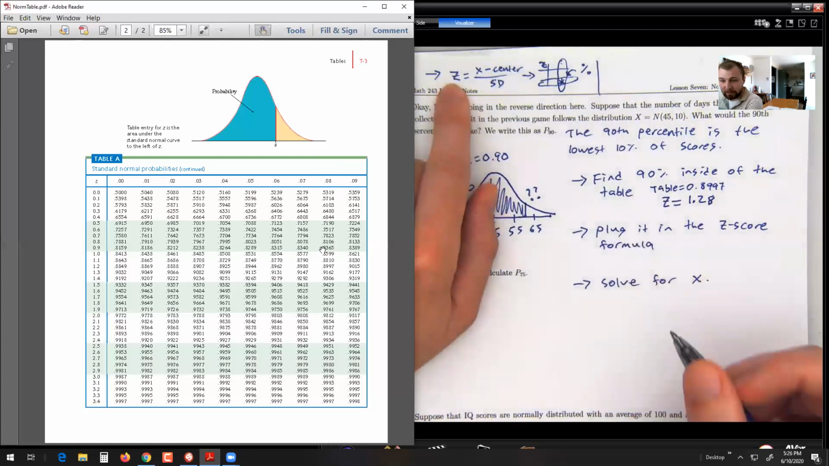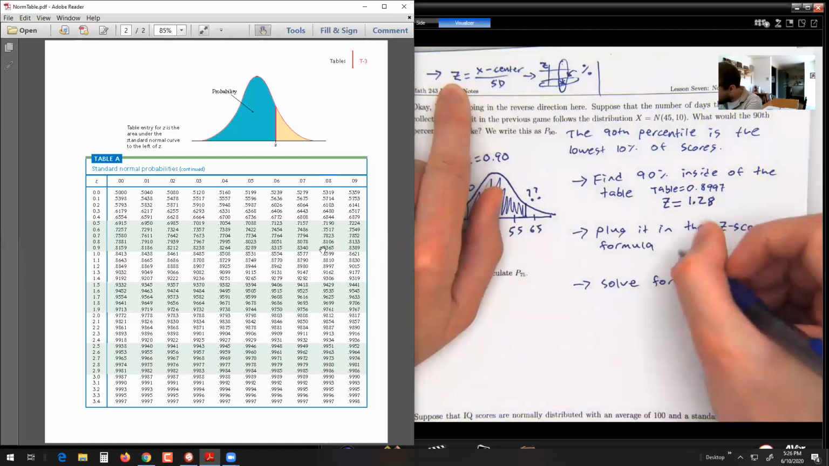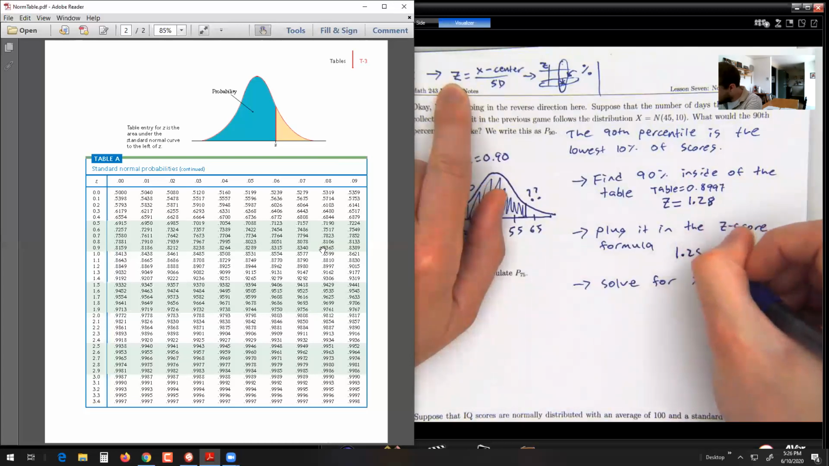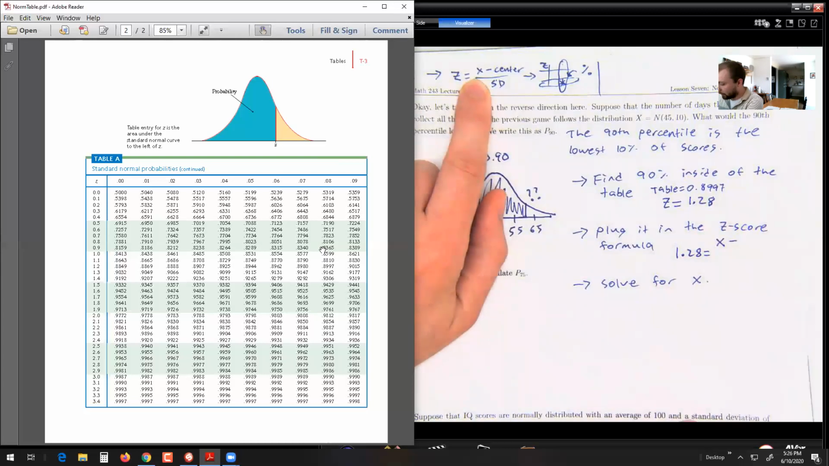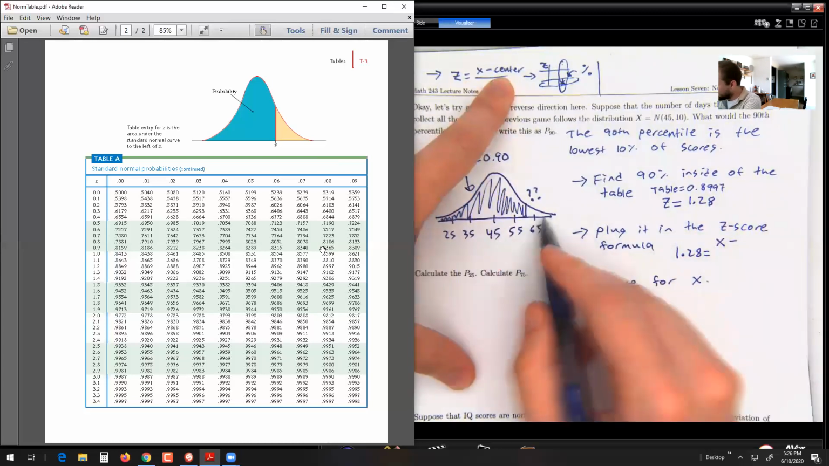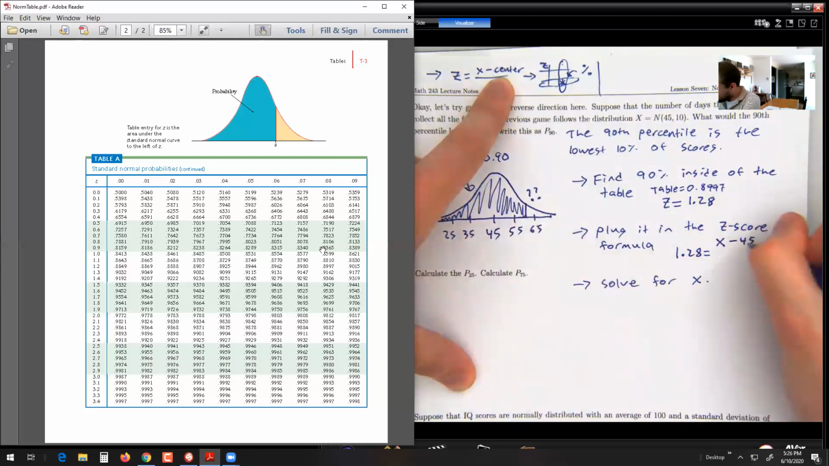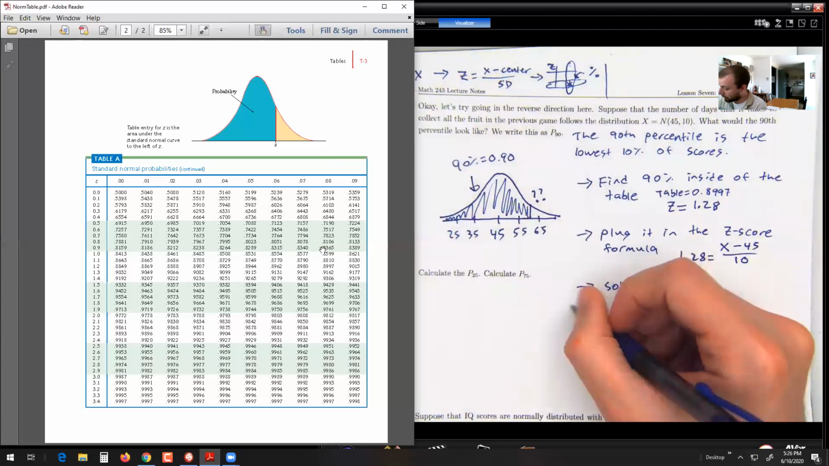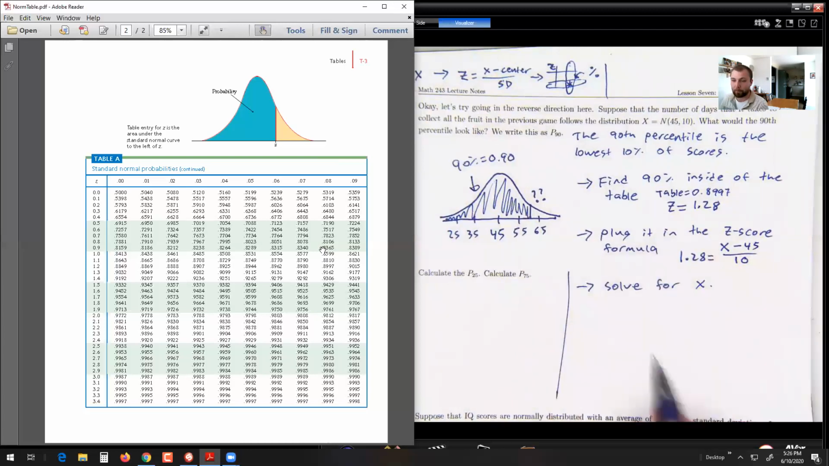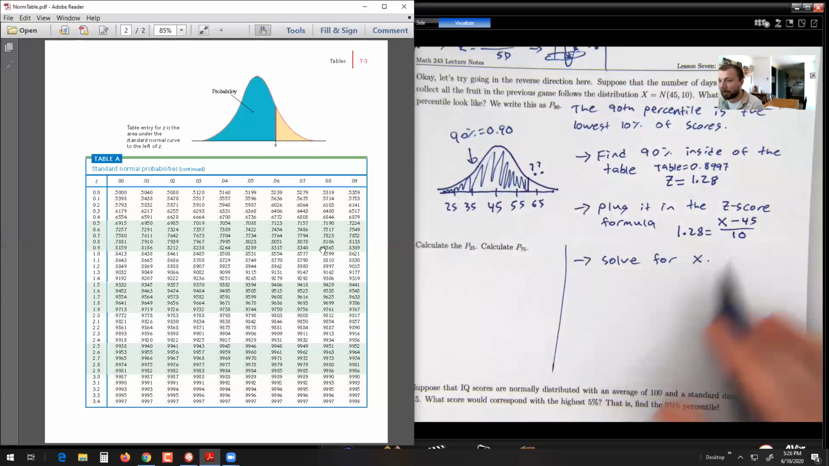Okay, so instead of z equals, I actually have the number. I have 1.28 is equal to the value that I'm trying to solve for, minus the center of my curve, 45, divided by the thing I'm counting by, in this case, 10. And finally, I'm going to go through the process of solving for my x value. When I'm solving, I do opposite.